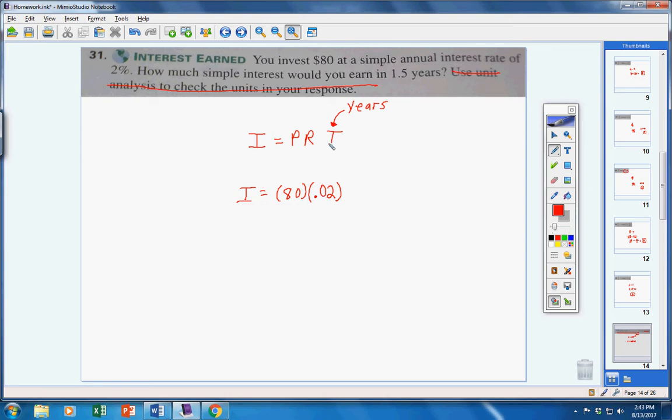Now T is time in years. How many years are you going to leave it in for? 1.5. So parentheses 1.5. And now let's multiply all this together. So here we go.